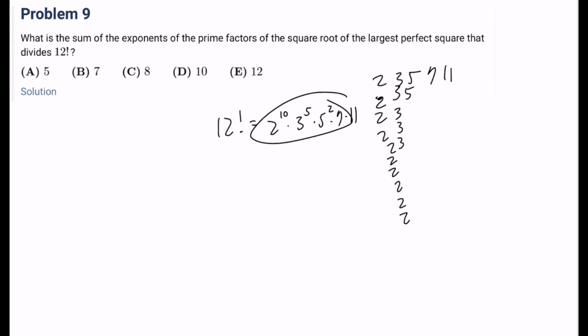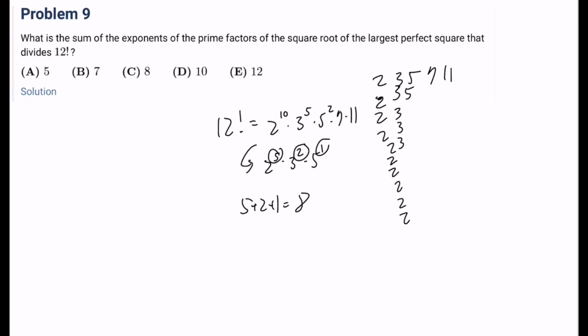And then the largest perfect square that divides that has square root 2 to the 5th power times 3 to the 2nd power times 5 to the 1st power. And we want the sum of the exponents, right? So that's 5 plus 2 plus 1 equals 8, and that's our answer. It's C.